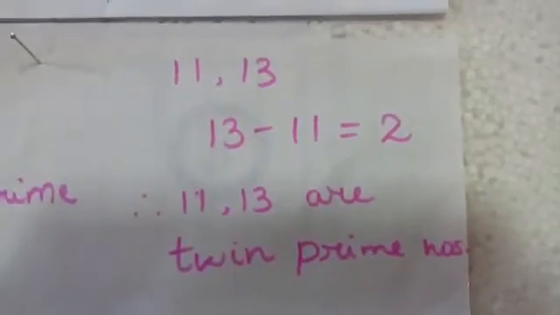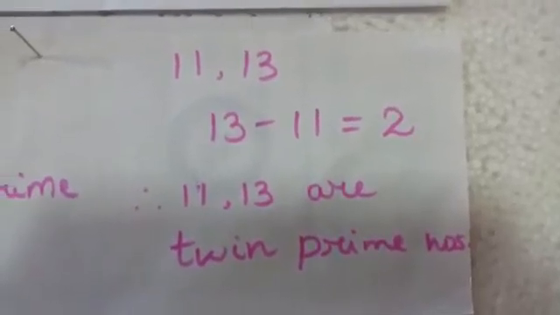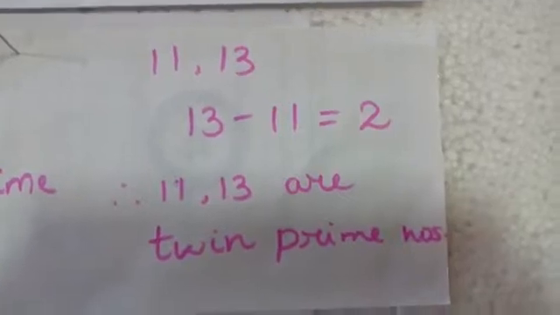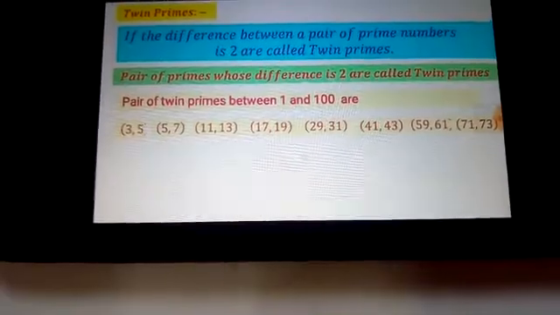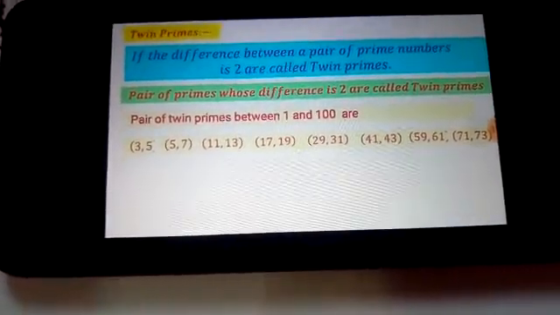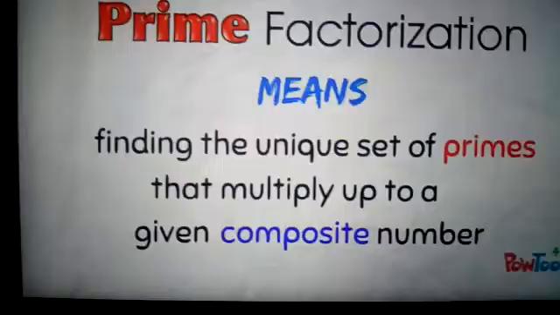Next example we have is 11 and 13. The difference between them is 2. So 11 and 13 are twin prime numbers. On the screen we have the examples of twin prime numbers between 1 and 100.